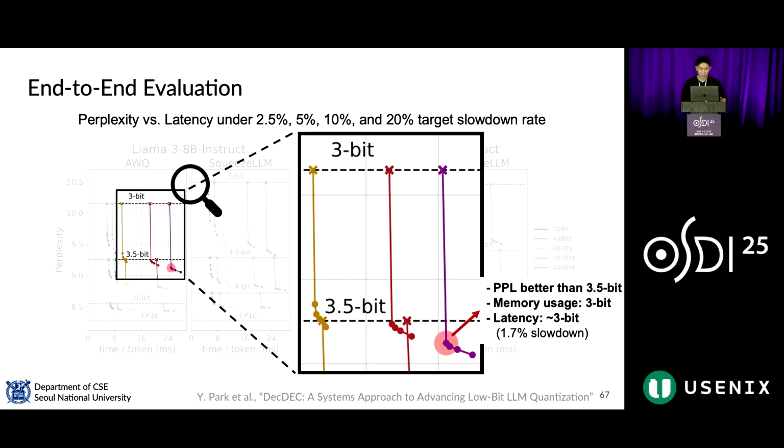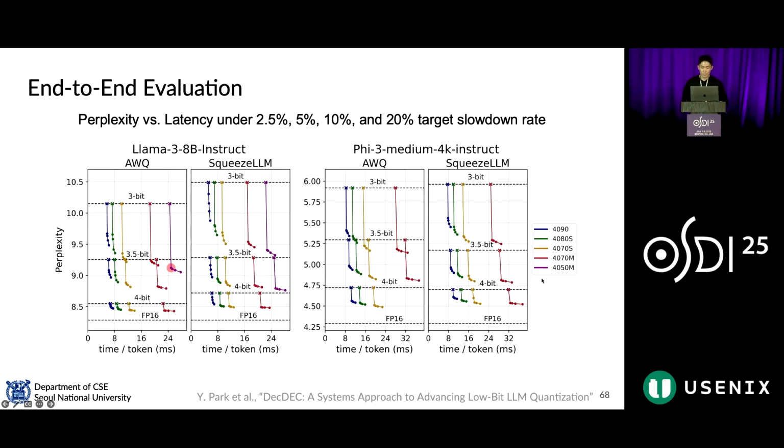Of course, as you can see, increasing the latency budget doesn't lead to proportional perplexity improvement. Beyond a certain point, the gains become very marginal. So in conclusion, the setting we recommend is the 2.5% target. Now let's zoom back out and take another look at the full graph. As you can see, the same trend is observed across different models, different quantization methods, and also different GPU platforms.